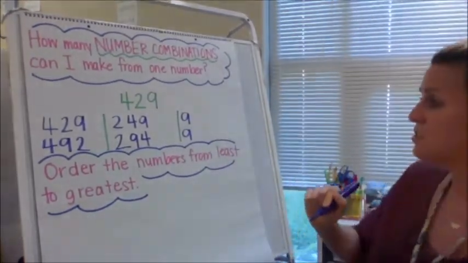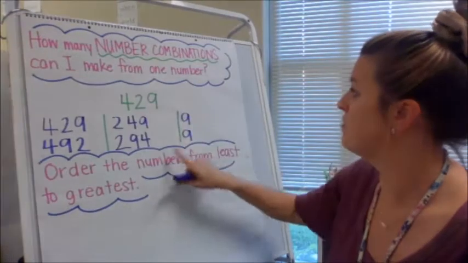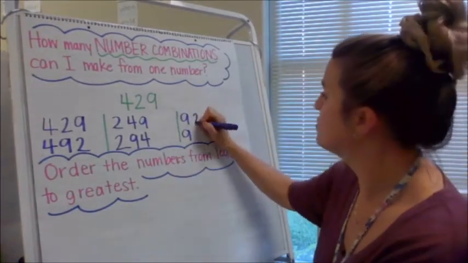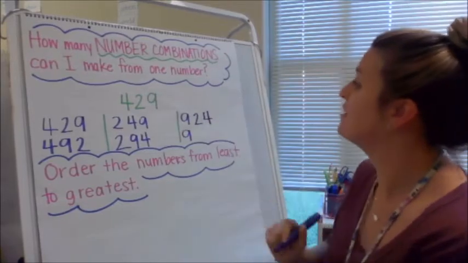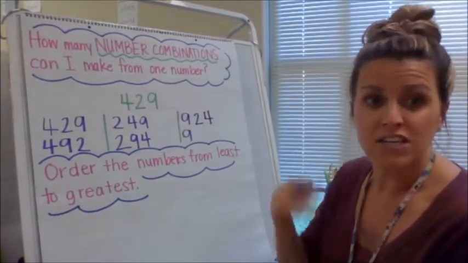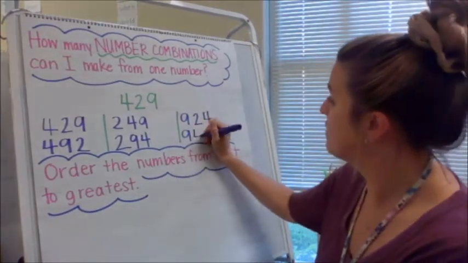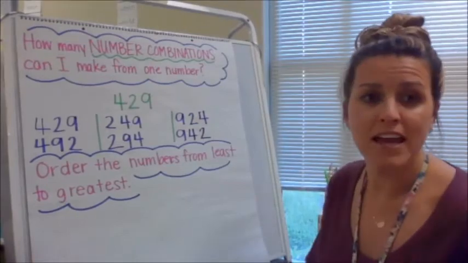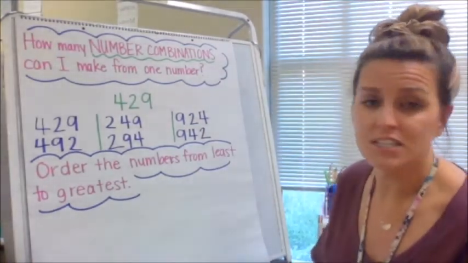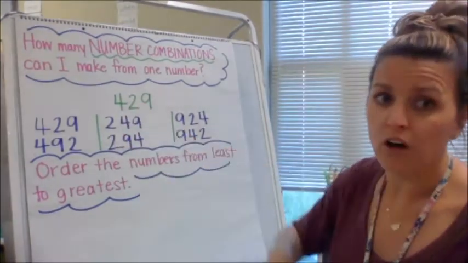And last but not least, I have the 9 in the hundreds place. So my two digits that are going to be left are my 2 and my 4. So I can make the number 924. Then I just flip-flop the digits and I can make the number 942. So now I have made all the different number combinations that I can with 429, with all of those digits.